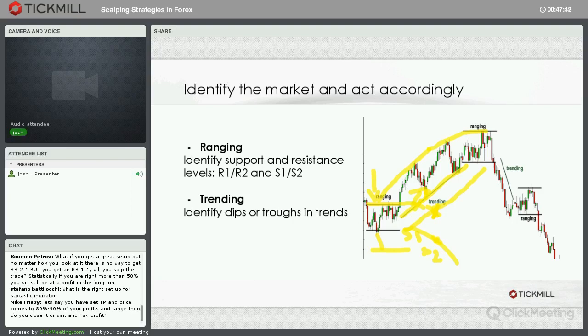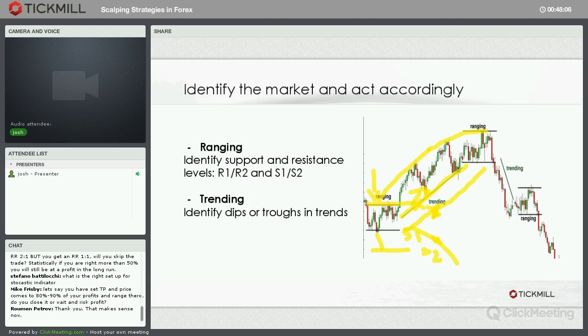I see a question from Stefano Bagliocchi. What is the right setup for a stochastic indicator? Again, it depends on your time frames, Stefano. Scalping, I have it on my charts. I rarely use it. It's basically 9 and 1. Or for those of you that have 3 parameters, 9, 1, and 1. So 9 periods.